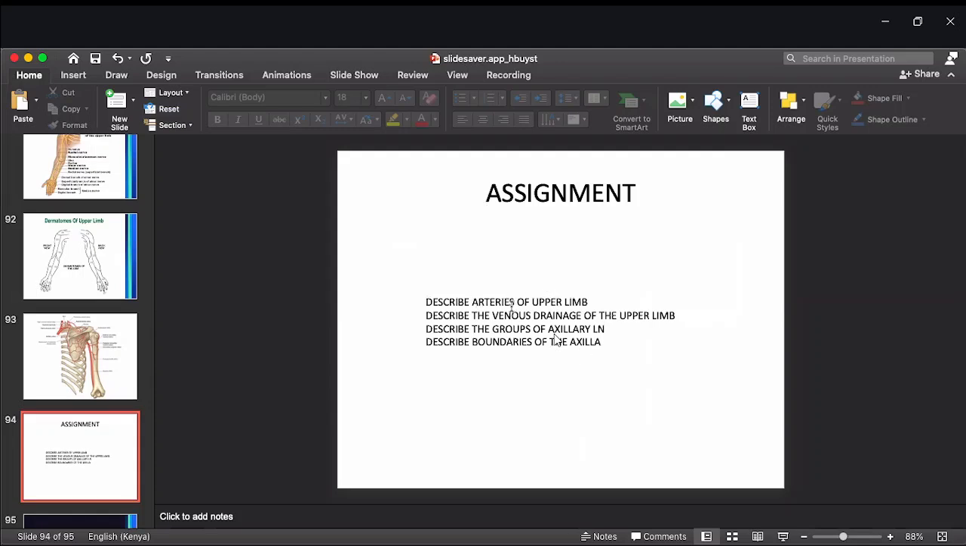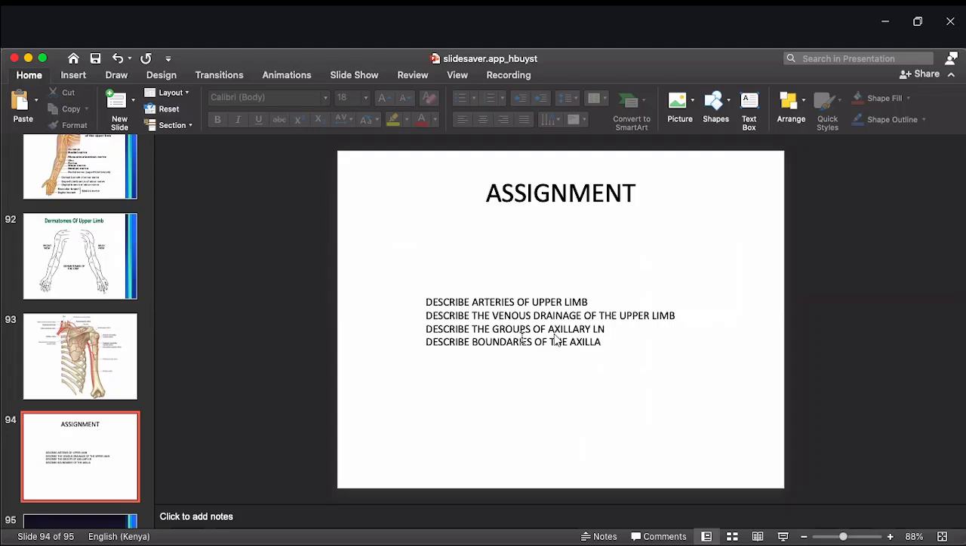So at your own free time, describe the arteries of the upper limb, describe the venous drainage of the upper limb, describe the group of the axillary lymph nodes, and also boundaries of the axilla. Axilla means the armpit, so we want to know what are the boundaries.